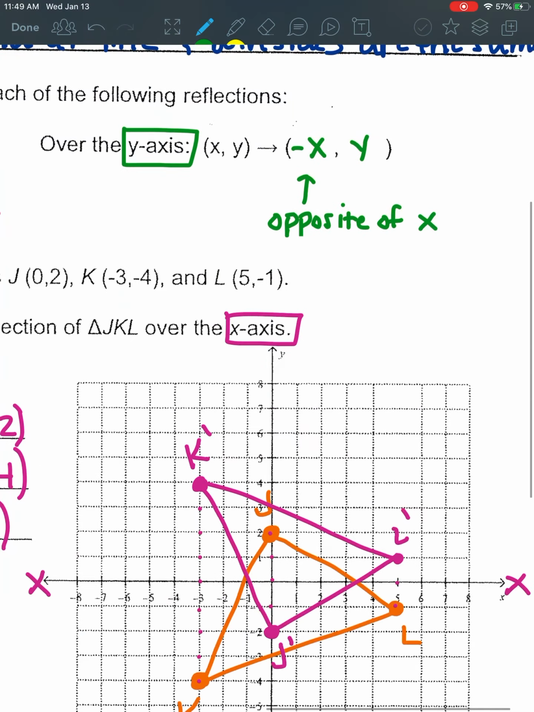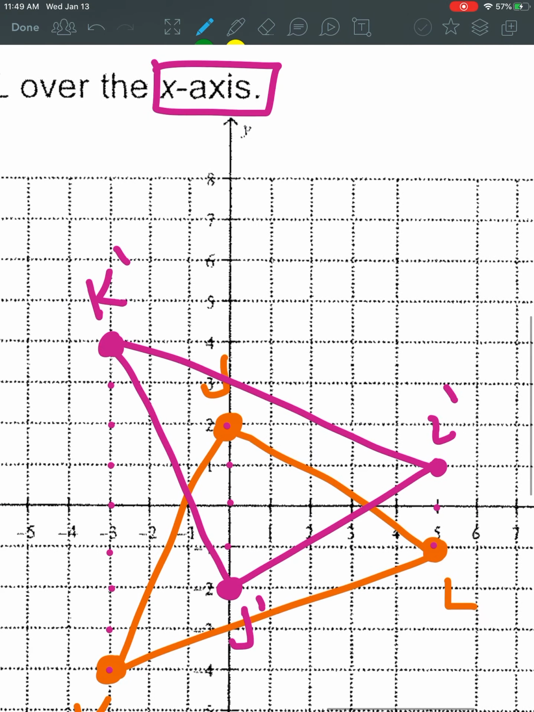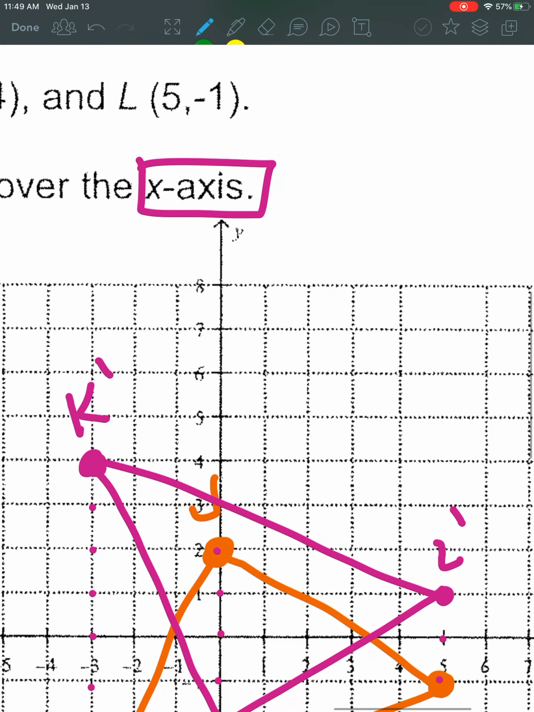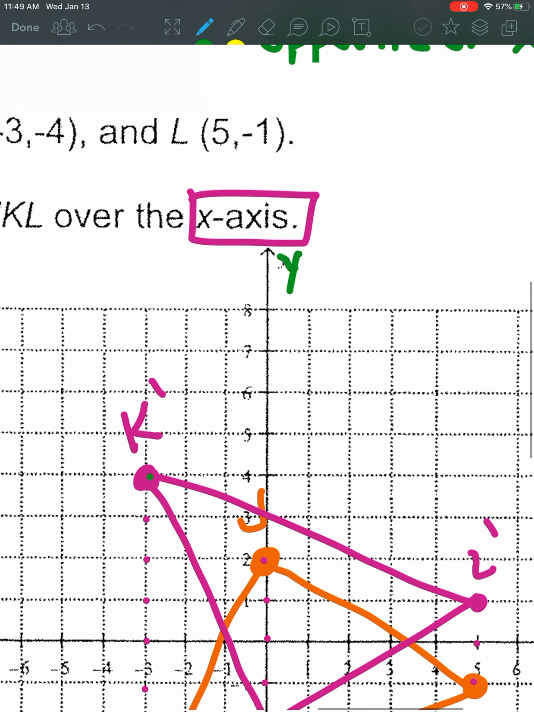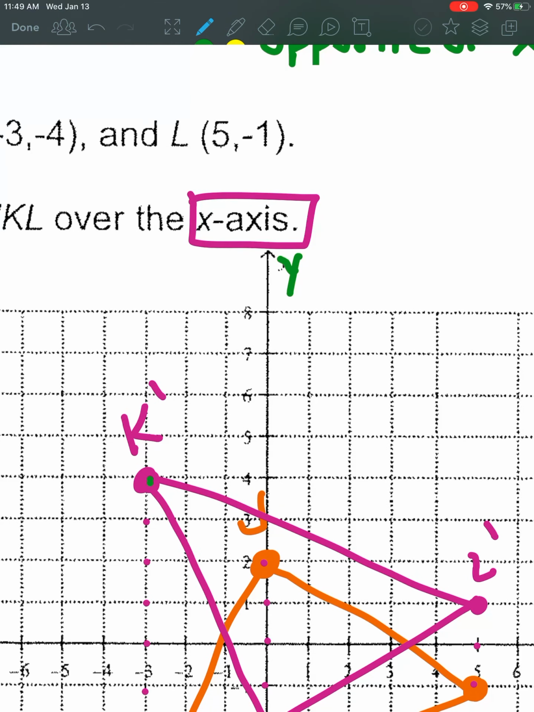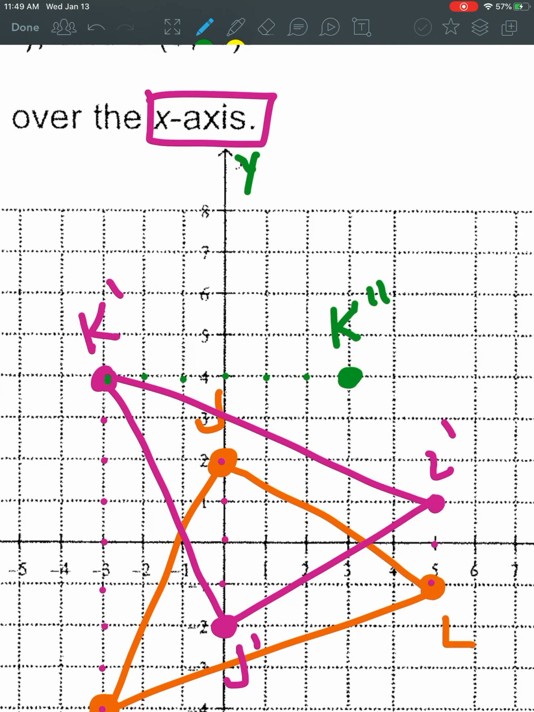Again, notice I'm doing it in green because up here I did y-axis in green. So I'm going to take the pink triangle, and it's a little hard because we're going to have 3 triangles on here, all kind of overlapping. And we're going to now look at it over the y-axis. So let's start with K. Doesn't matter which one you start with. From the y-axis, it is 1, 2, 3 places away, and I'm going to count 1, 2, 3 in the other direction. Now when we label this one, it should be K double prime.